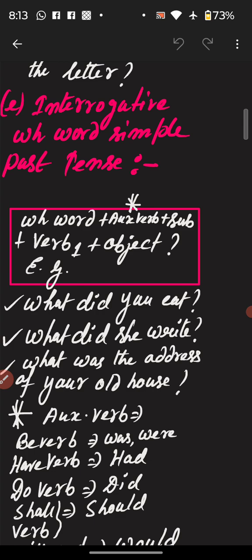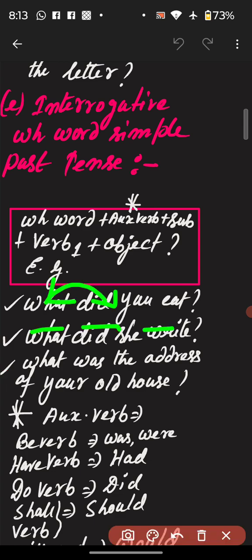So again here you will have to do nothing. In the earlier WH question, in the earlier interrogative format, you started with the did verb, then subject, then principal verb in present form plus object. Here also it remains the same, only put a WH word before this. So the formation will be WH word plus auxiliary verb, specifically did here, plus subject plus verb 1, that is verb in present form plus object.